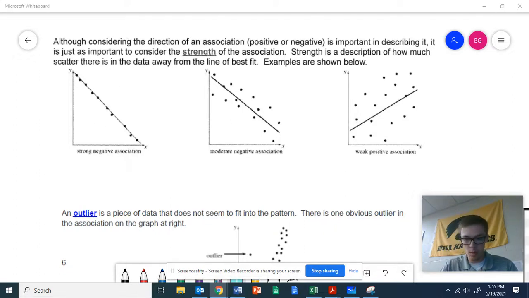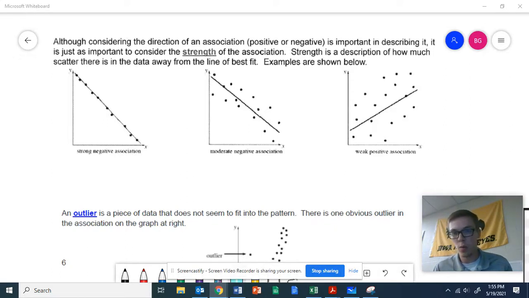If it was exponential, it'd be very close to forming an exponential look. A moderate one would be ones that look like a line, but they're spread out more. Okay, they don't form something really close to a line. They're spread out data points that if we could compress them all, they would form a line, but they're spread out a little more away from each other. So that would be called moderate.